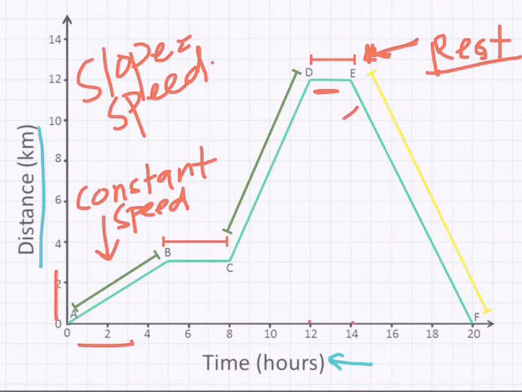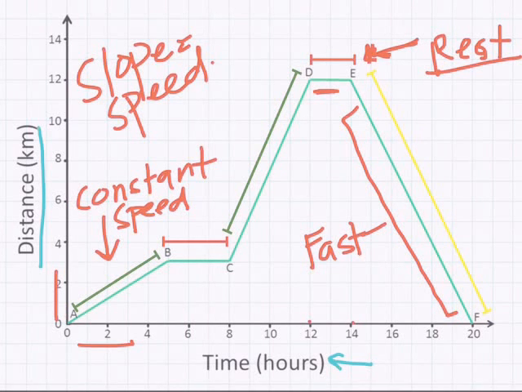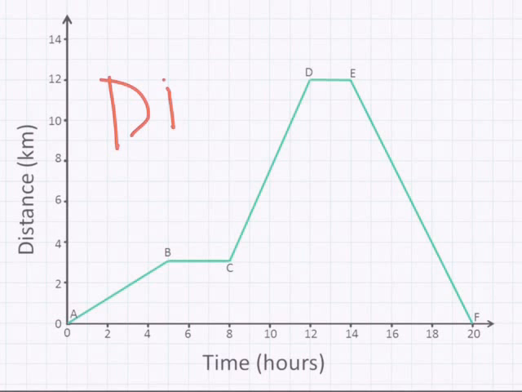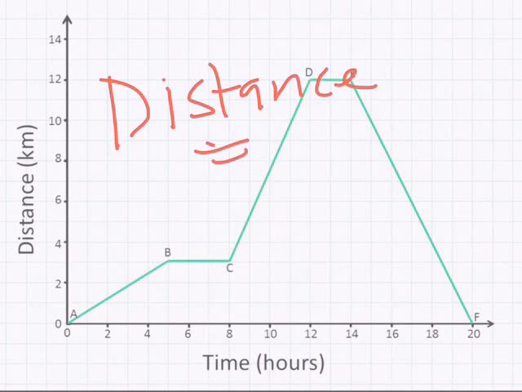Now, let's talk for a second about this portion of the graph. The slope is pretty steep, so we can estimate that the object is moving fairly fast, but it's returning from a distance of 12 kilometers back to 0 kilometers. So the line is going down, but the speed is still positive. It's still going a constant positive speed, a fast speed. What's important about this is that distance is not the same as displacement.